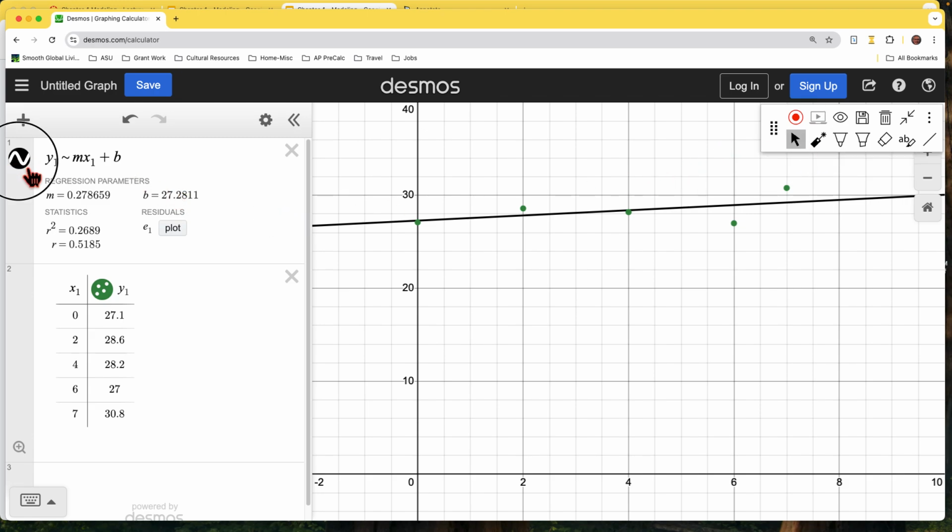So maybe the other thing you can do with this is if you click and hold on it, you can change it to whatever color you want. Maybe you want to make it red so there's a little bit more contrast. We'll do that.